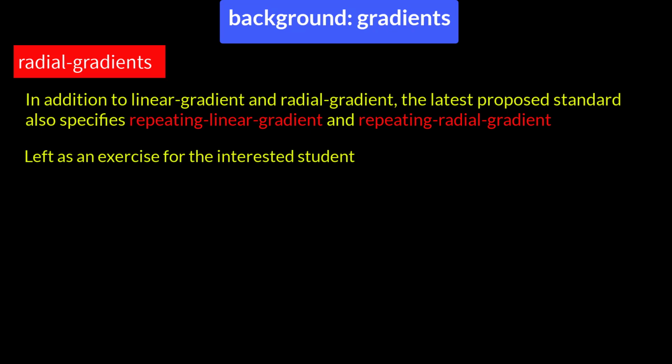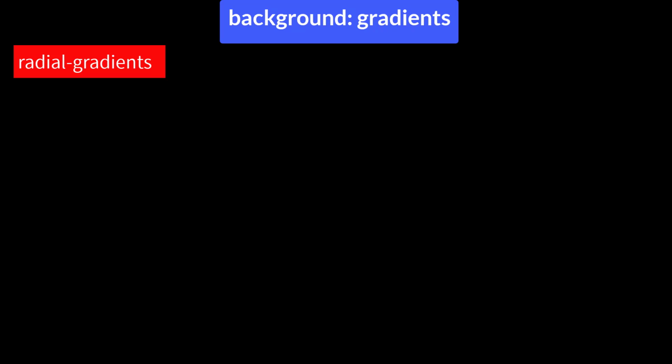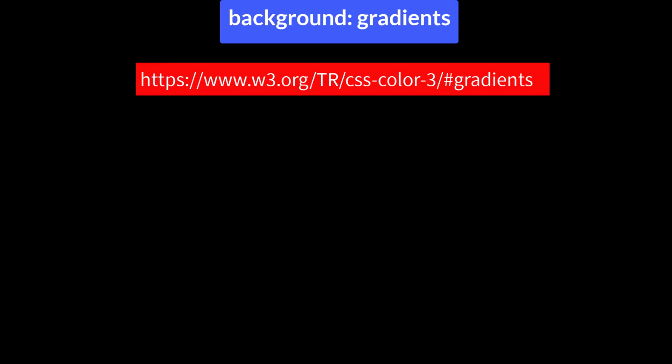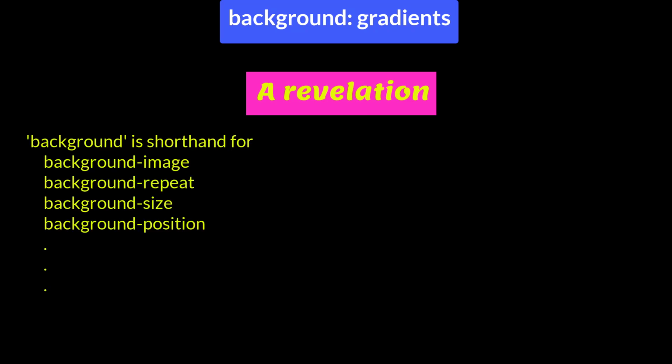In addition to linear-gradient and radial-gradient, the latest proposed standard also specifies repeating-linear-gradient and repeating-radial-gradient options. But we'll leave that as an exercise for the interested student. Personally, I find them hard to work with and not that much value in return. As of this writing, the official documentation is here. For a sneak peek, it looks like a later standard coming down the pike will also offer a conic-gradient option. Stay tuned.